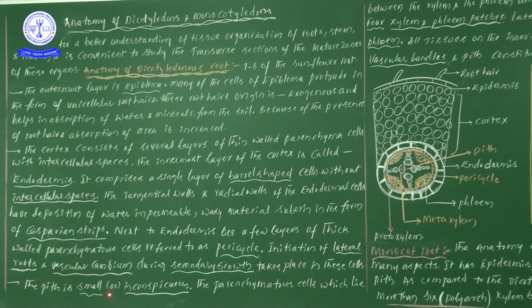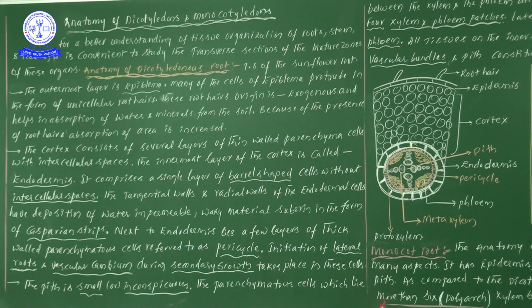Next one is pith. At the center we find a small gap. That particular gap, from our subject point of view, we call pith. Pith or medulla, there are two names. It is small, sometimes inconspicuous, meaning we could not find the presence of a pith there. So this point is also important: pith is small and inconspicuous, meaning it will not be visible very clearly.